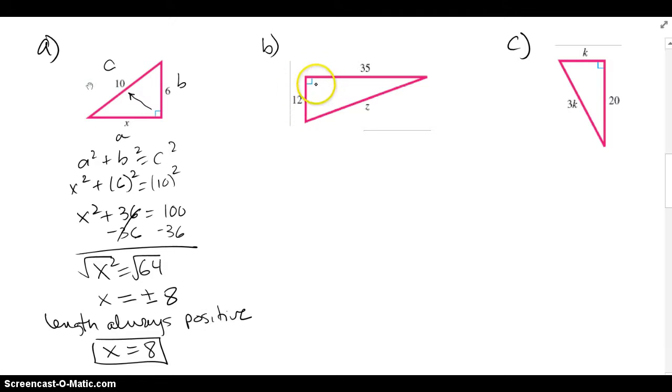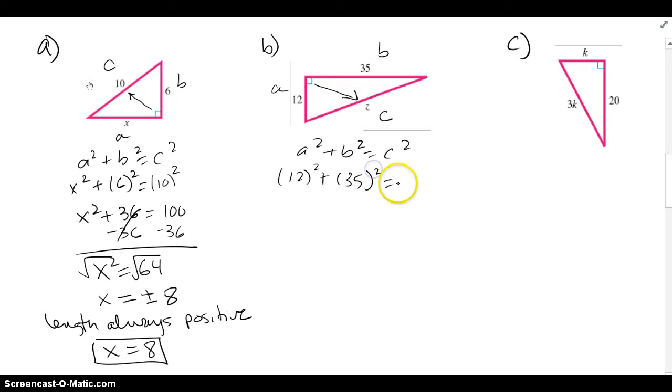Let's go look at part B. Again, it's a right triangle, and across from the 90-degree angle is the Z, so that must be my C. I'll call this guy A, this guy B. It doesn't matter again which one is A and which one is B. I'll go use the Pythagorean formula. A is 12, plug it in. B we know this time as well is 35, so 35 squared. And then C is the guy we don't know, so I'm going to call that the Z that they call it, and that's Z squared.